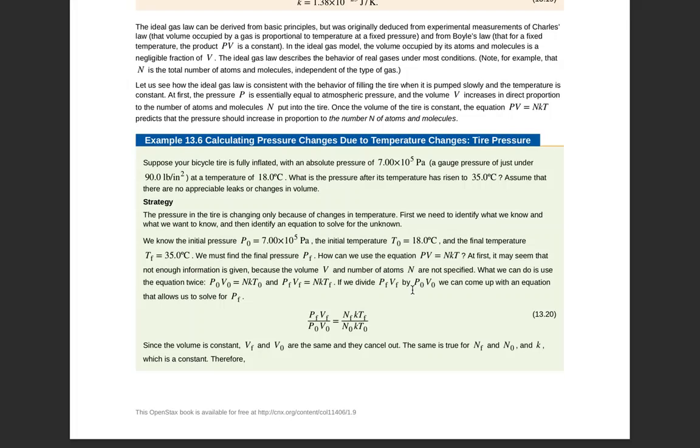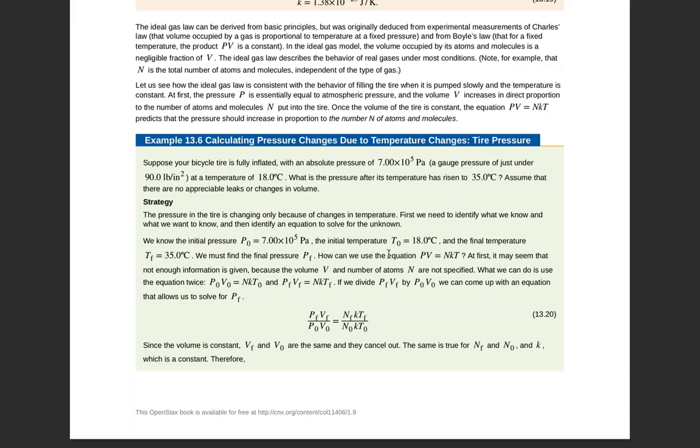So our strategy: the pressure in the tire is changing only because of the changes in temperature. First, we need to identify what we know and what we want to know, and then identify an equation to solve for the unknown. So we know we have our initial pressure here with our initial temperature of 18 degrees C and the final temperature of 35 degrees C. We must find the final pressure, PF.